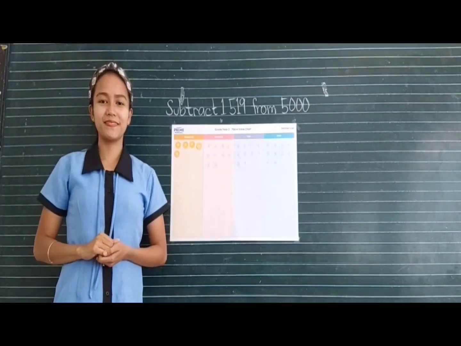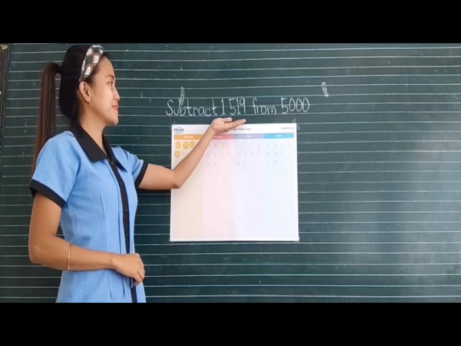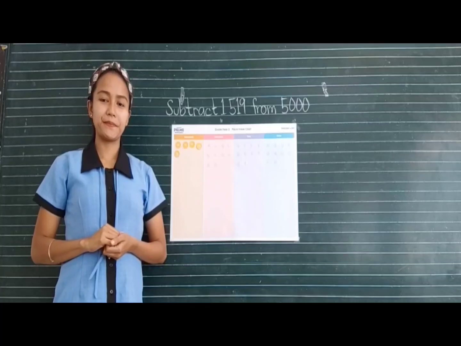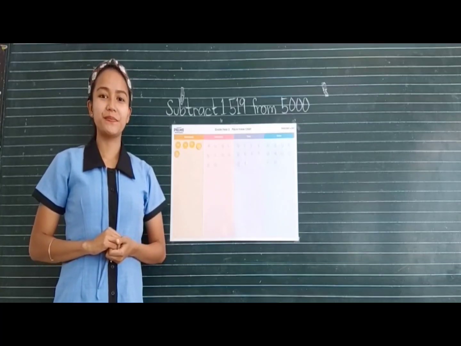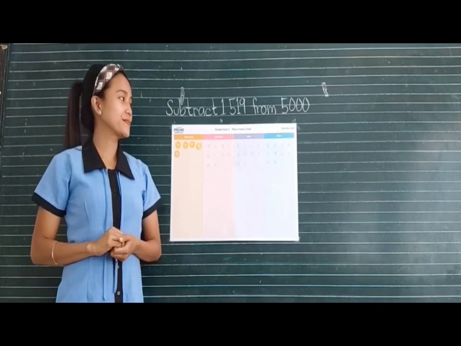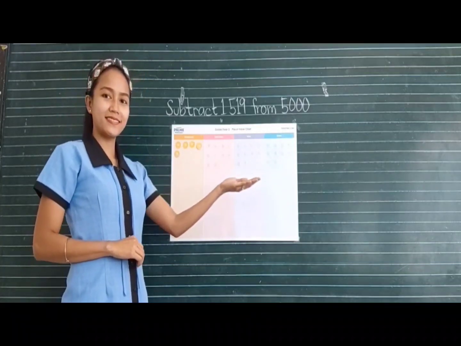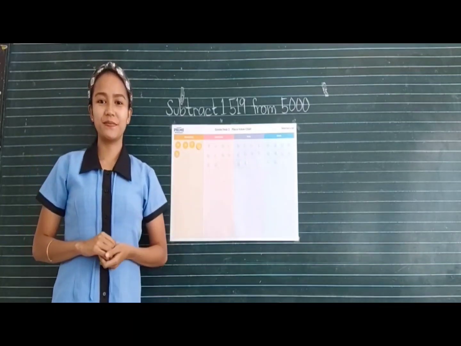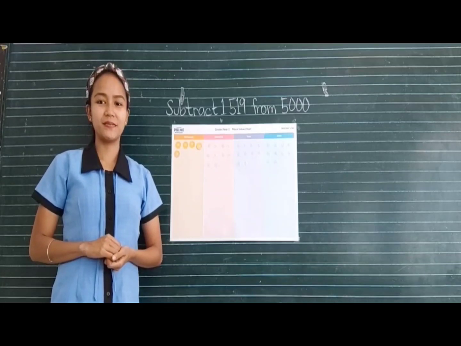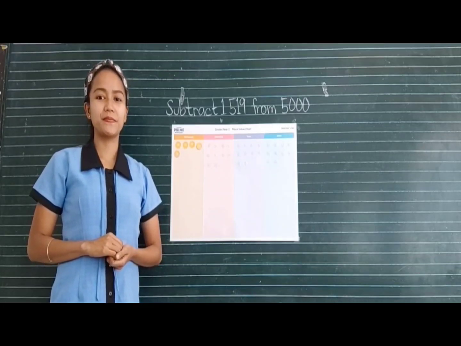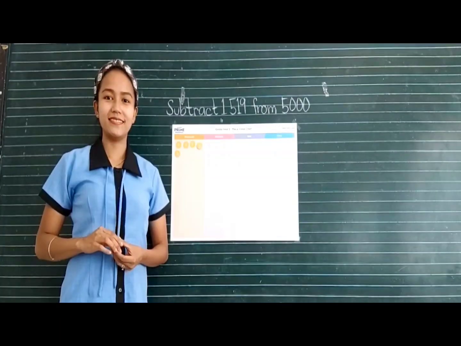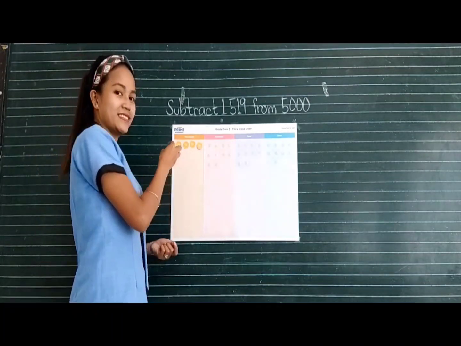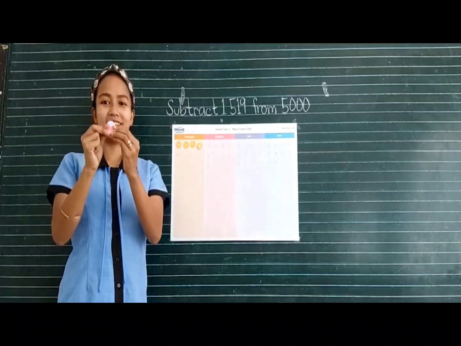Since we want to subtract 1,519, this means removing 1,000, 500, 10, and 9 ones. As you can see, there are no counters in the ones, tens, and hundreds column. So we have to exchange for more counters in each of the columns in order to remove the respective number of counters. Since 1,000 is equal to 10 hundreds, we can exchange 1 counter from the thousands column for 10 counters in the hundreds column.